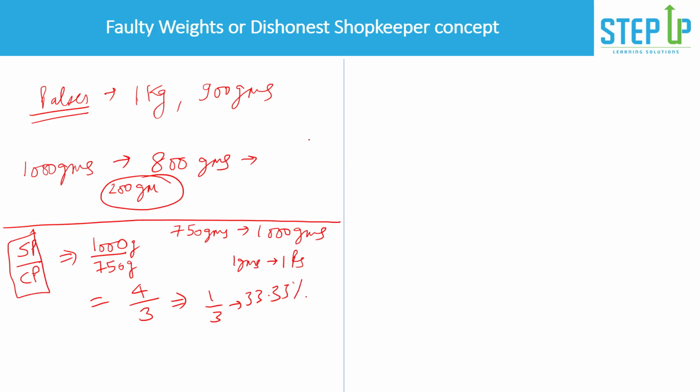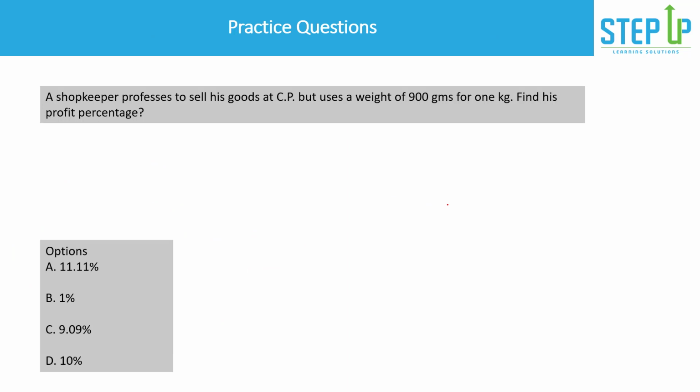Now this is the simple concept. Sometimes, in order to complicate the problem, they may also include other things like markup, and concepts like discount. So ultimately it could be a mix of faulty weights plus marking up and discounting, and they will ask what the final total effect is. What will be the total effect in that particular situation?